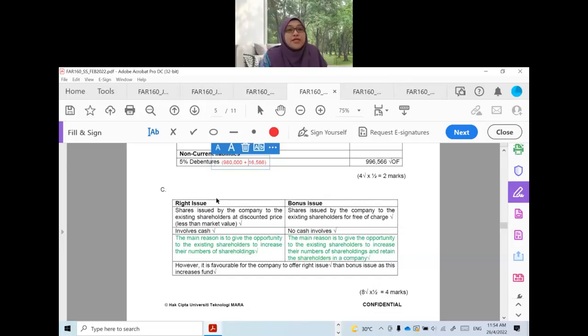You can see right issue, you issue to the existing shareholders at a price lower than the market price. Even though the price is lower than the market price, you still get money. Compared to bonus issue, you give to existing shareholders for free, so you don't get money. You can add the reason why you give right issue, you want to increase the number of shareholding, and the reason why you give bonus issue. Different motive, right? Therefore, as a conclusion, it is favorable.